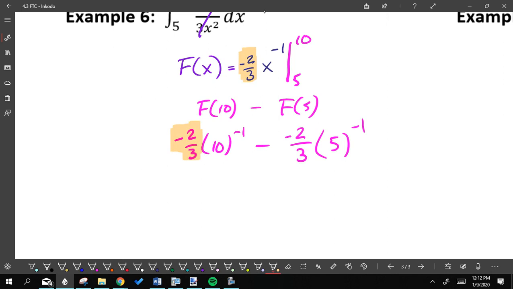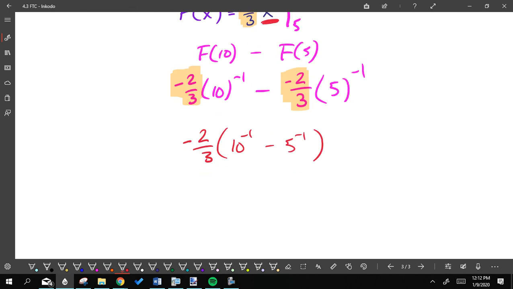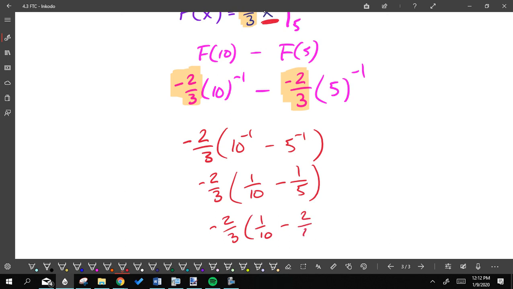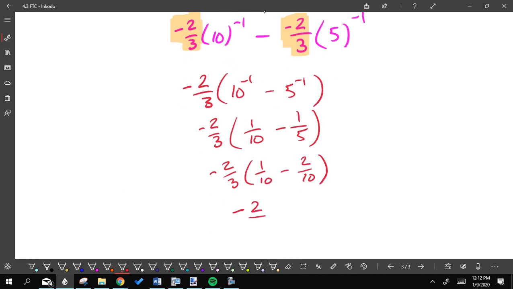So -2/3. -1 power is going to do what to it? 1 over 10 minus 1 over 5. Just flipped it. We can get some good old common denominators. So it's 1/10 minus 2/10. -2/3 times -1/10. So in the end, is my answer going to be positive or negative? Positive. It's 2 over 30, or in other words, 1/15 was the answer I wanted there. Factoring out a constant, if they have one, can make your life easier.